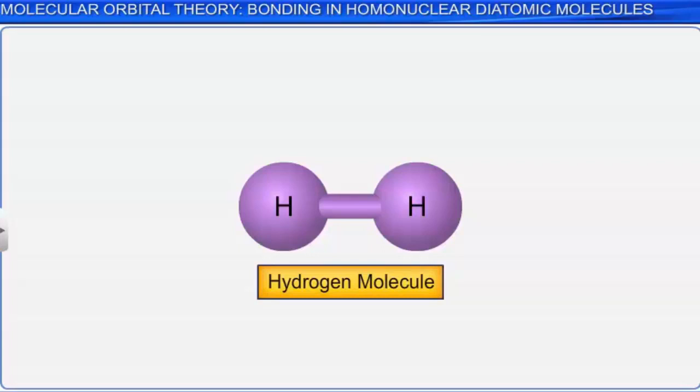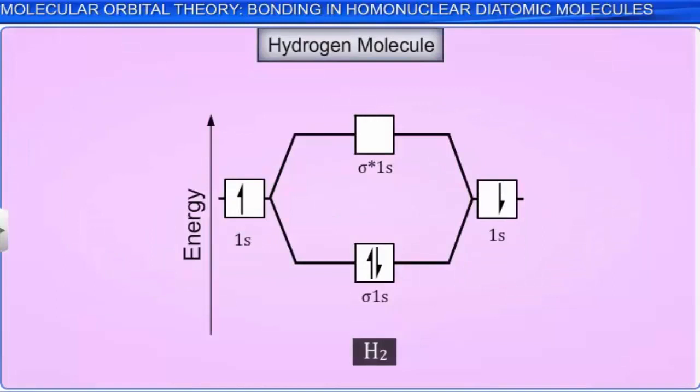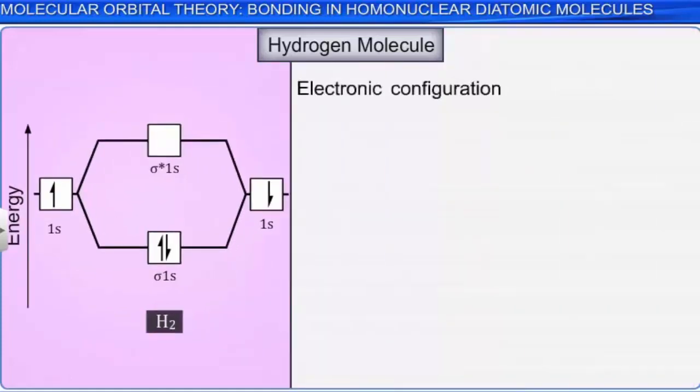Let us start with the hydrogen molecule, which is formed by the combination of two hydrogen atoms. You know that a hydrogen atom has just one electron, and it is placed in the 1s orbital. So, a hydrogen molecule will have two electrons that are present in the sigma 1s molecular orbital. The electronic configuration of a hydrogen molecule is sigma 1s2. Let us calculate the bond order of the hydrogen molecule.